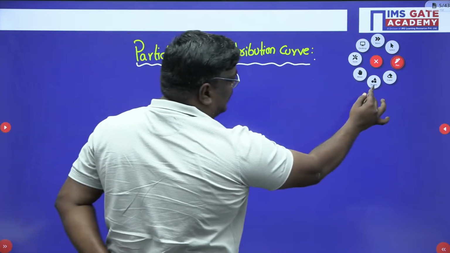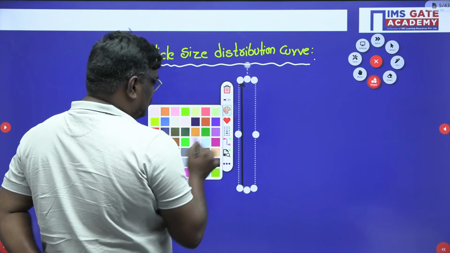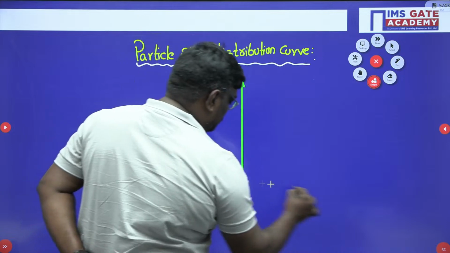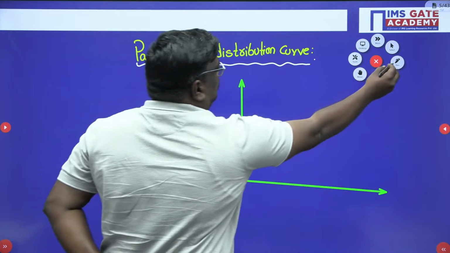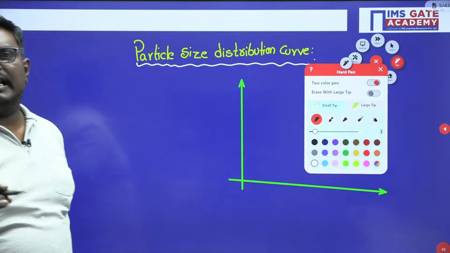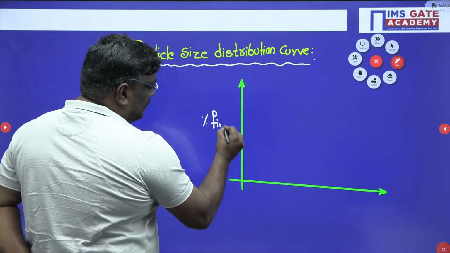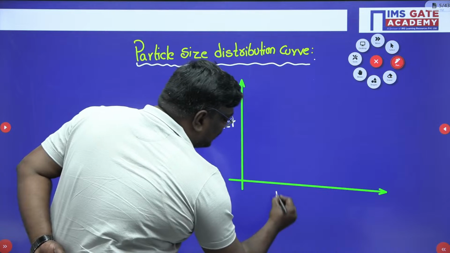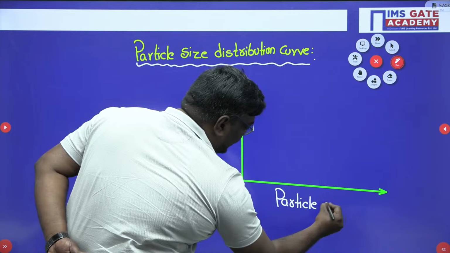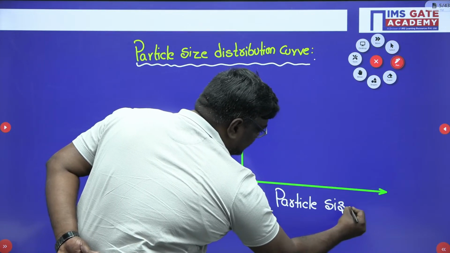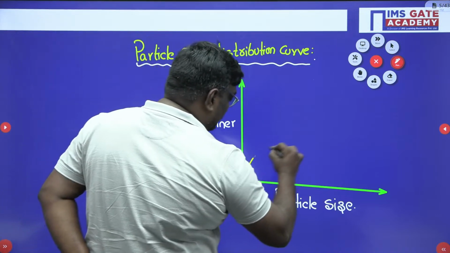Now let me draw the graph here, students. A graph is drawn between percentage finer and particle size. Now see, students, how these graphs will look like.